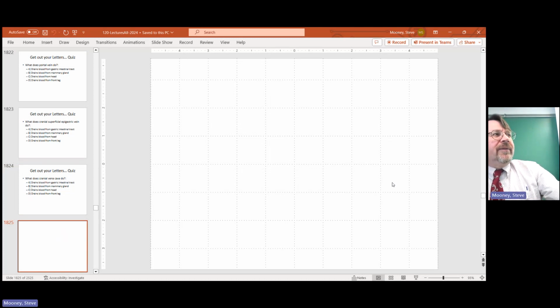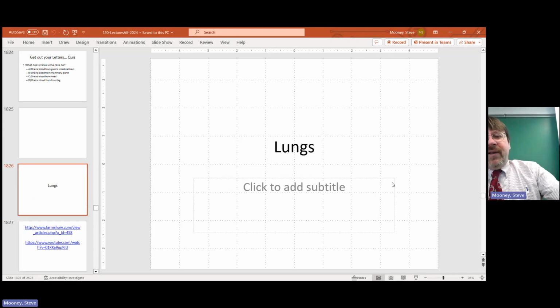Got a little work to do, right? We got you started here today. So let's talk about the lungs for the 15 or so minutes we have left. So switching gears, we're going to talk about the lungs.